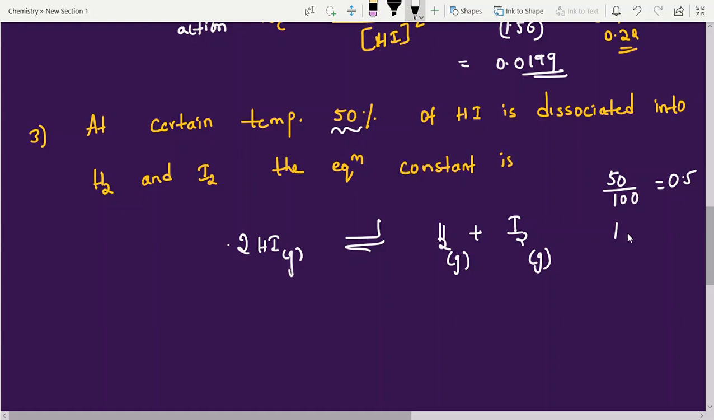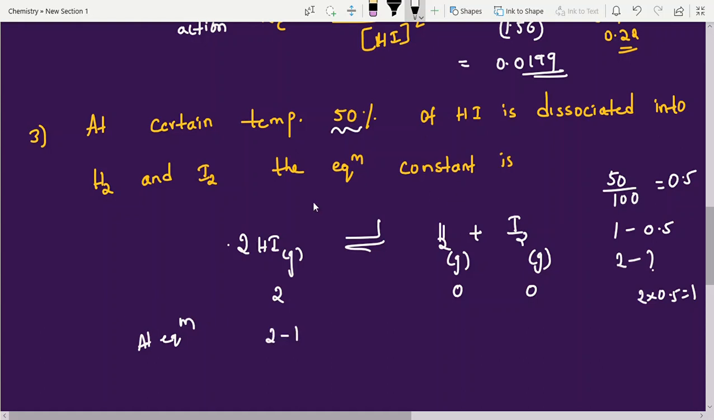Now, for 1 mole, how much, students? 1 mole, 0.5. But now, 2 moles, how much? How to calculate? Can you try this one? 1 mole, 0.5. Right. So, for 2 moles, 1. That's it. But according to the given question, this is 2, this is 0, this is 0. Initial concentration of products is 0. At equilibrium, what happened? 1 mole means 0.5, but 2 moles, 2 into 0.5, that is nothing but 1. So 2 minus 1.